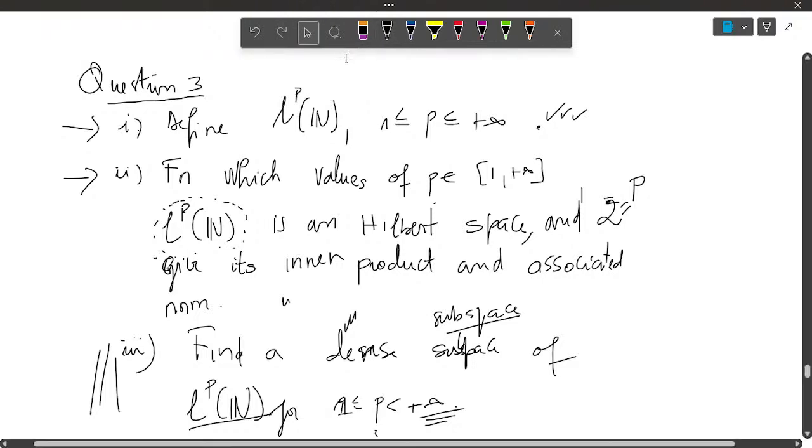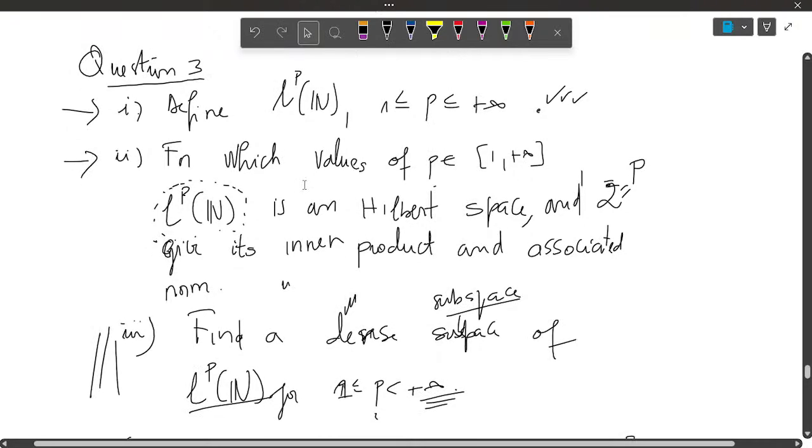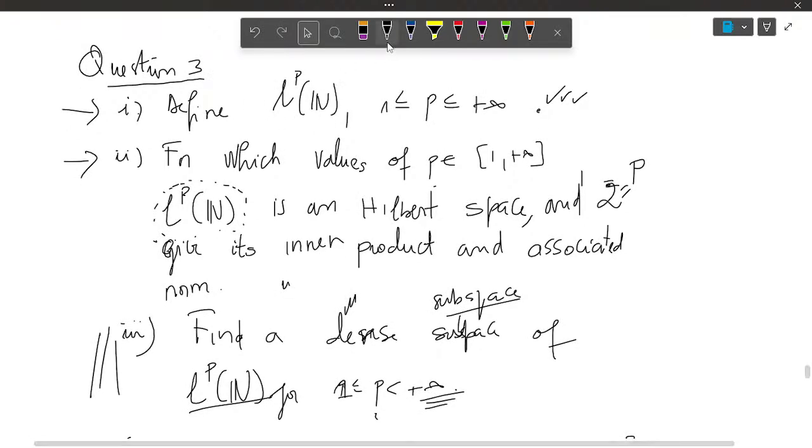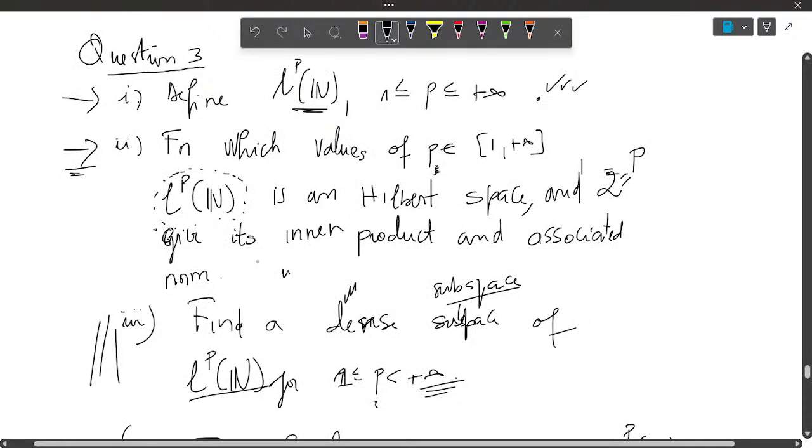Now, in the third question, as you can see, we were to solve these three sub questions. You have this part where we needed to define this space. I'm not going to go back to that one because it's just a definition, and the definition is very well known. And there was this part where we needed to find for which value of p this space is a Hilbert space.